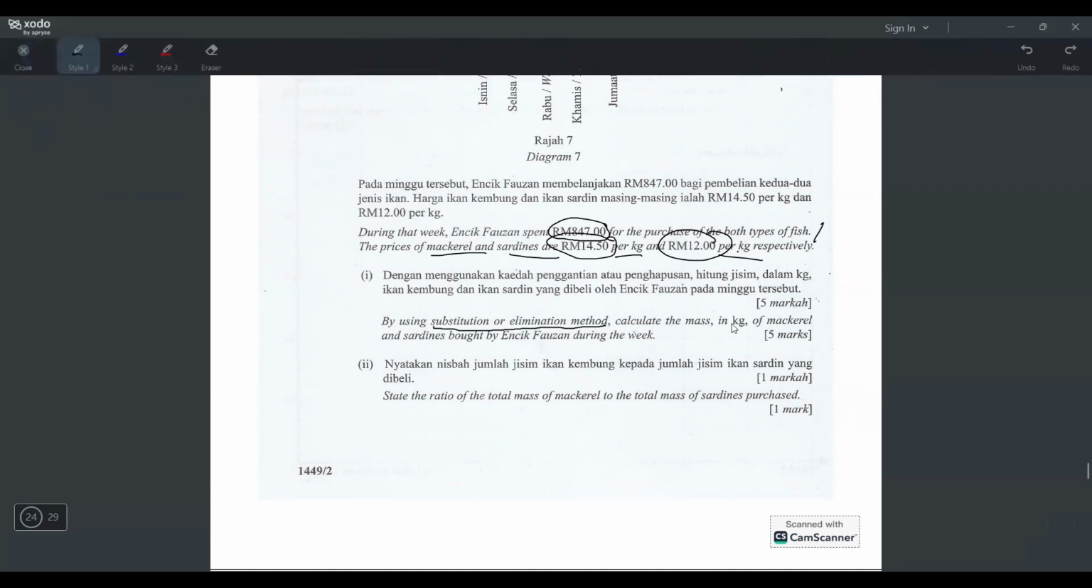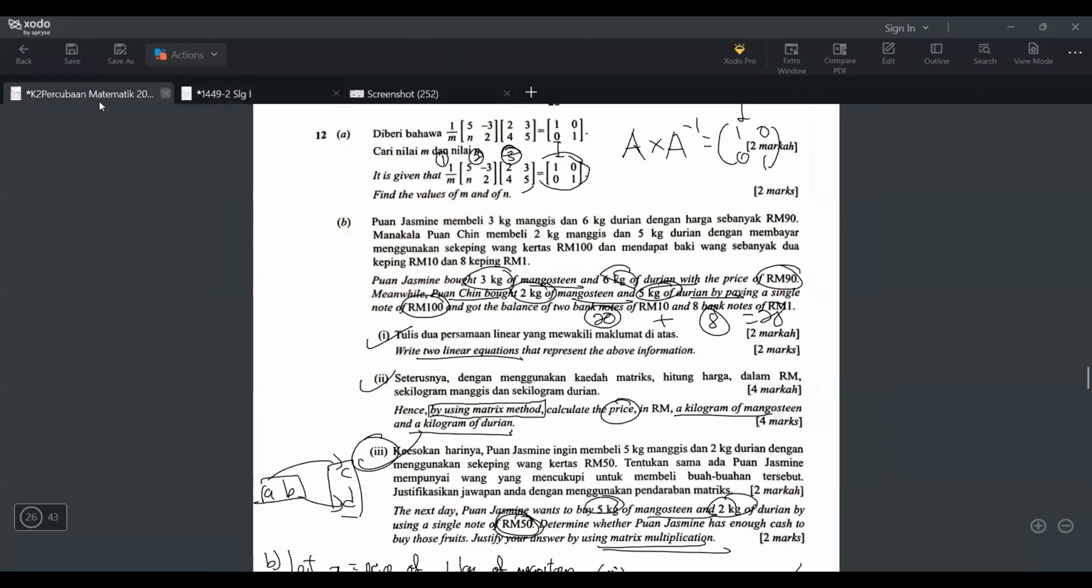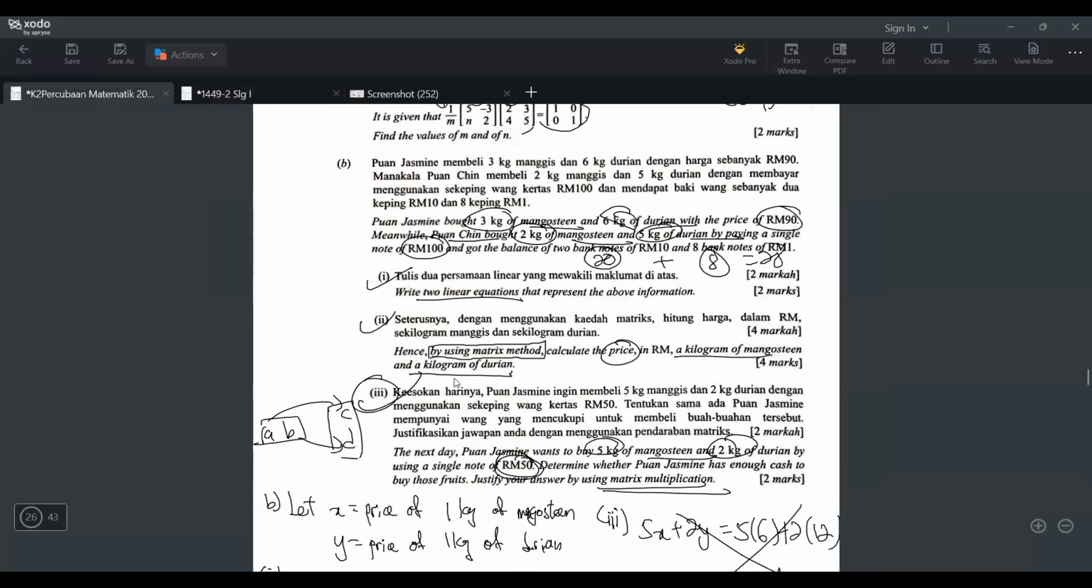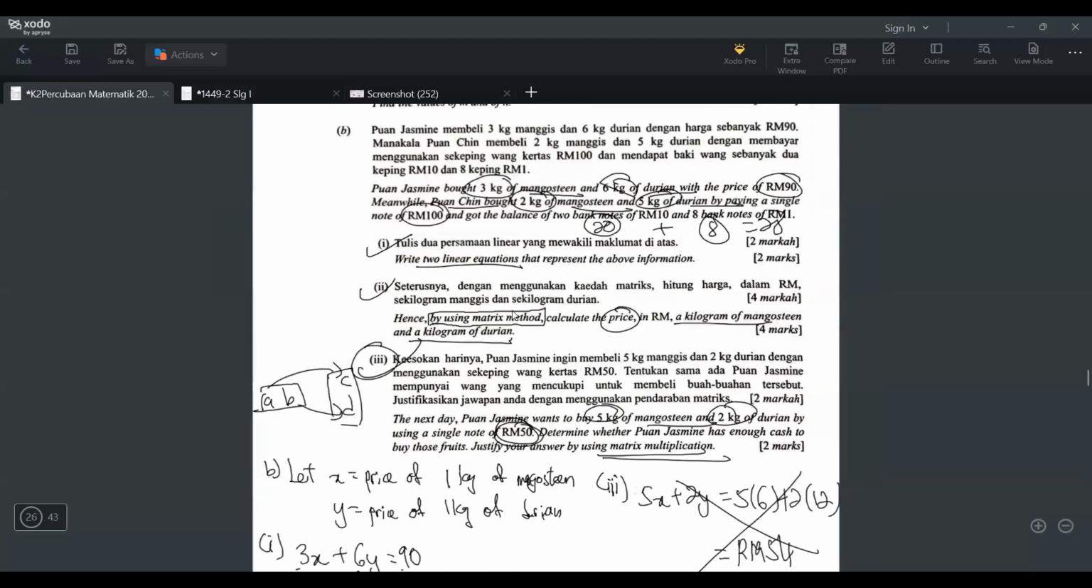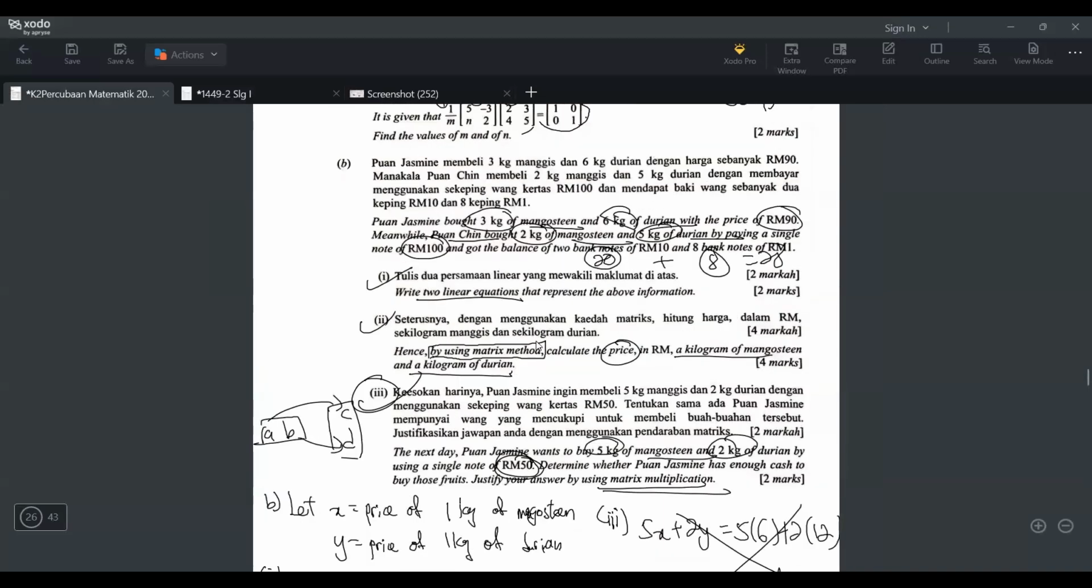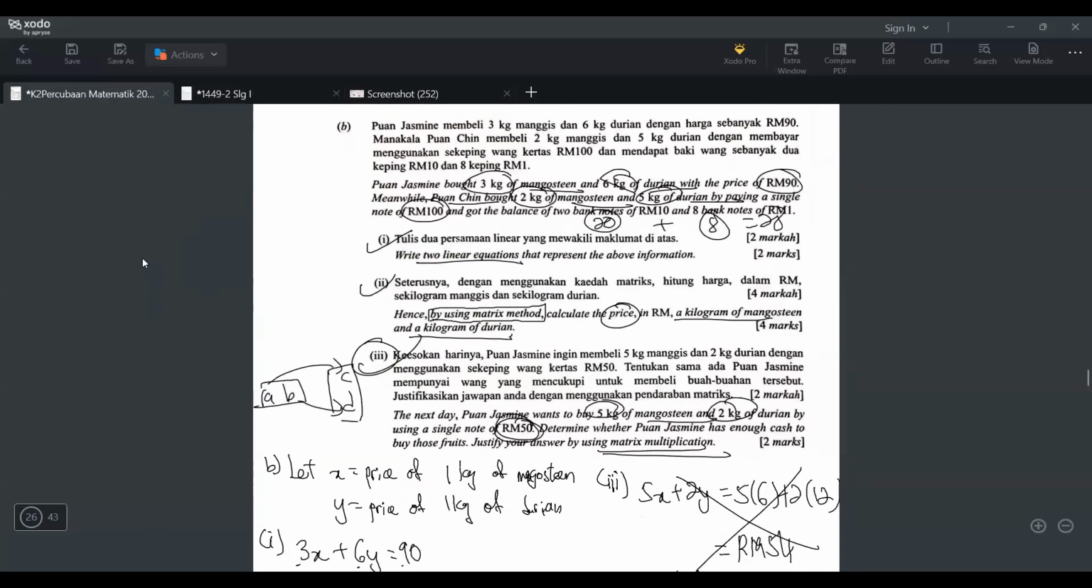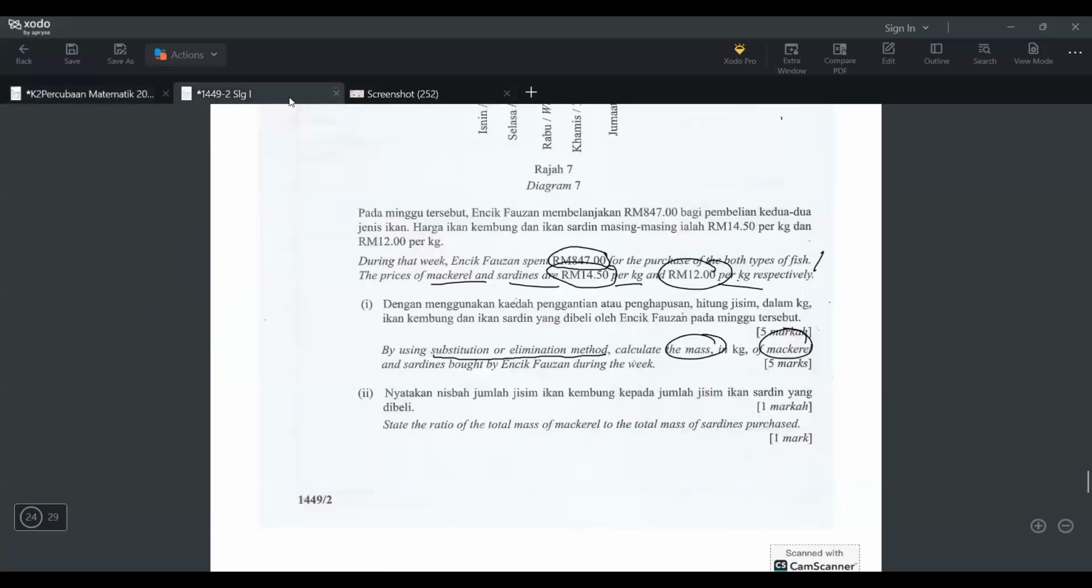So by using substitution elimination, calculate the mass of mackerel and sardines bought by Encik Fauzan. So do you remember when I did 12B, number 2 just now, I said what? I gave you the tips, right? If you want the full explanation, you rewind back to this question, 12B. So how I explained just now is I said, if it's a story question, you terus tengok what the soalan wants you to find, and make that the XY. Okay? So terus tengok apa soalan nak cari, and then tengok apa yang dia mau for the final answer, and jadikan dia punya final answer tu jadikan dia XY. Right? So you will do the same also.